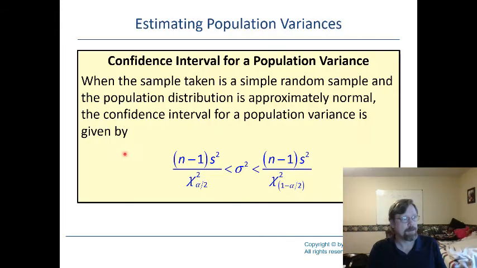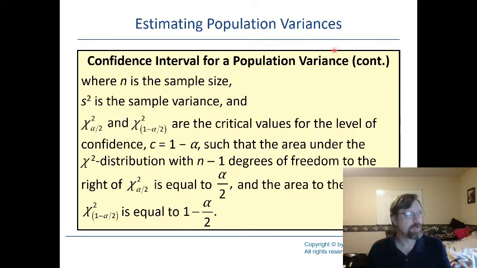Okay. Hopefully this will get a little more clear as we use it a bit. And also, hopefully, you can see where this is coming from and why it's a little bit more complicated. Again, we've got sample size, sample variance, critical values on each side.